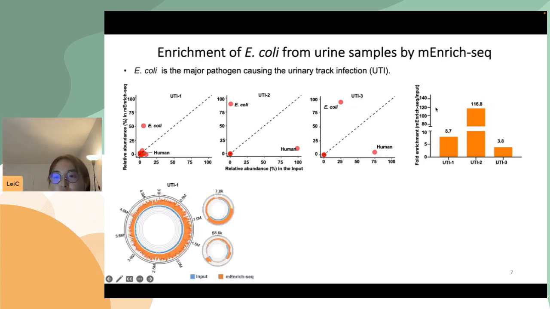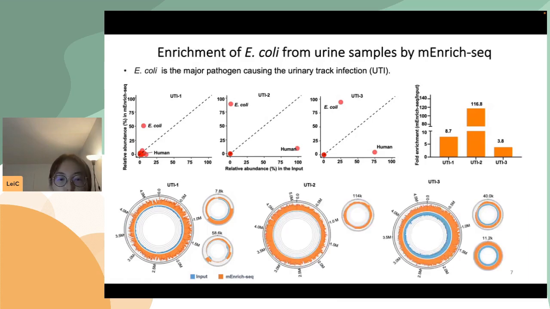So in addition to the fold enrichment, we also care about the completeness of the E. coli genome. Based on our analysis, the reads from mEnrich-seq can cover both the chromosome and plasmids of the E. coli without systematic bias and across all 3 samples.